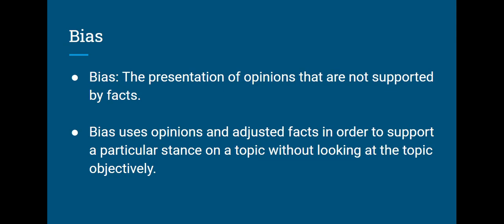So instead of using facts to create an opinion, people are taking their opinions and finding facts or adjusting facts to support the opinion that they already have. And while finding information to support your opinion is always a good thing, when you start to pick and choose what type of facts you want to use, that's when things get a little dicey, and that's when bias comes into play.